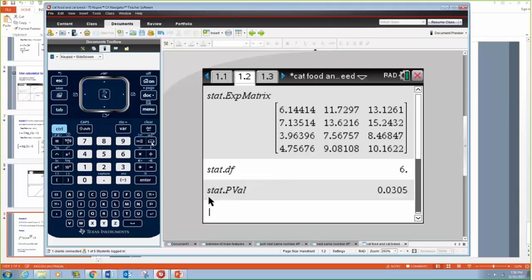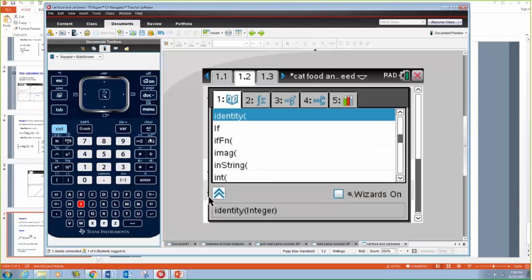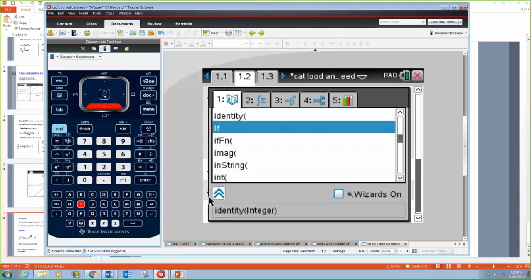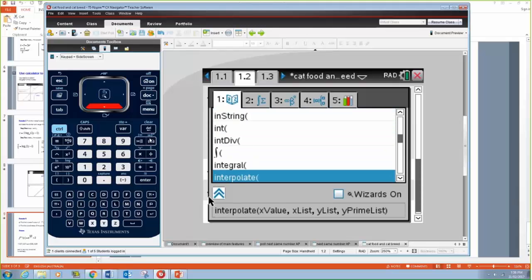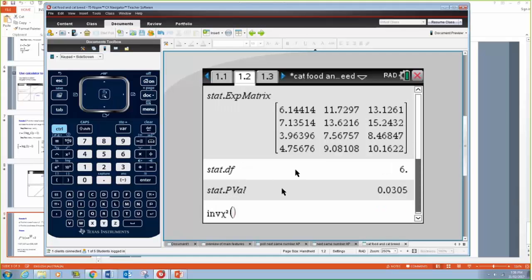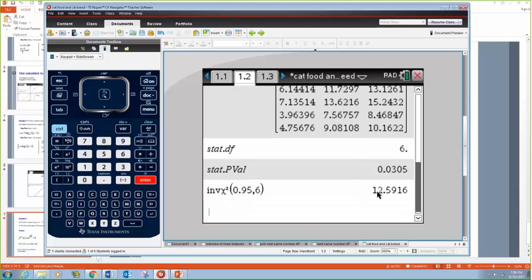There is also a way to get the inverse chi-squared, which only really matters for the project, because in the exams they would do it. So if we go 0.95 and degrees of freedom 6, it will give us the chi-squared value.